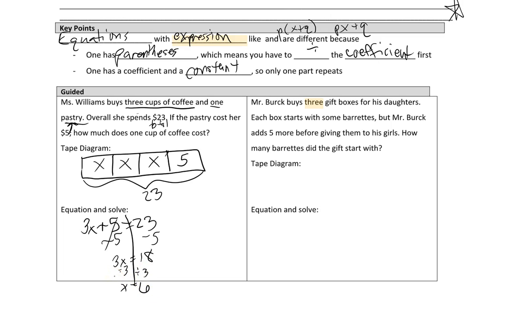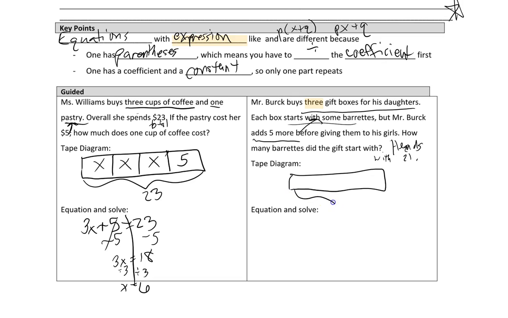All right, for the next one, Mr. Burke buys 3 gift boxes for his daughters. Each box starts with some barrettes, so there's something in there. But Mr. Burke adds 5 more before giving them to his girls. How many barrettes did the gift start with? And there's something missing here, you guys. He ends with 21 barrettes in each box. So 21 is going to be his total. I'm sorry I didn't put that on your packet. My bad. And we know he's got 3 gift boxes because he has 3 daughters, so split it into 3.